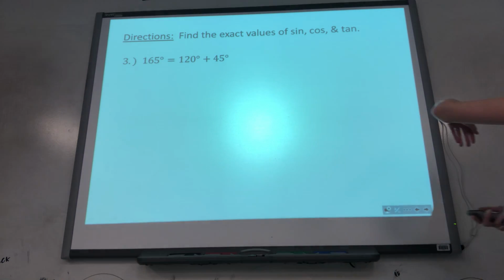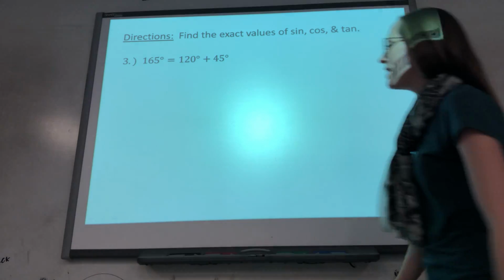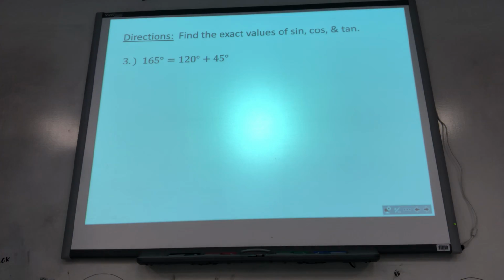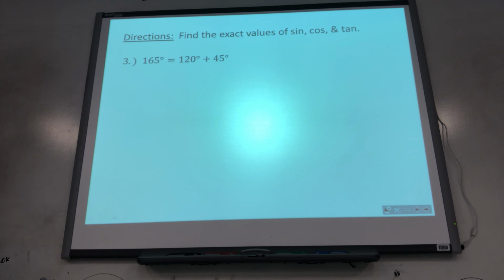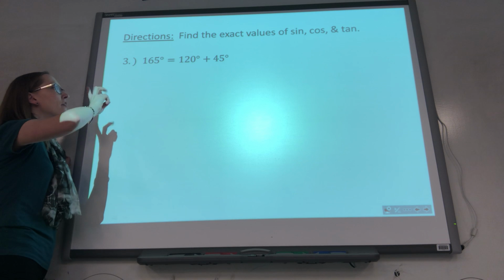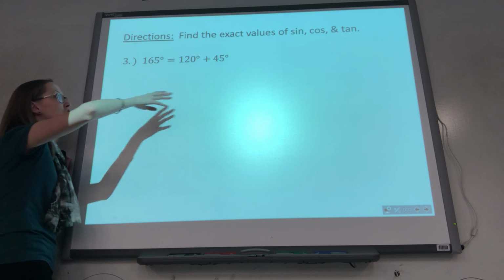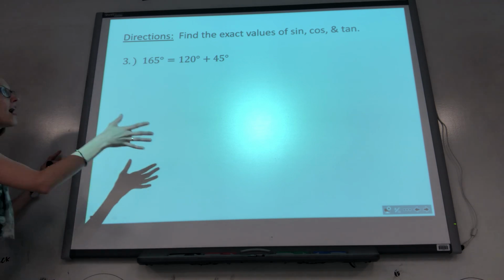Okay, so here it is, number 3. It's going to be given to you kind of like an equation. It is an equation. 165 degrees equals 120 degrees plus 45 degrees. We have to find the sine, the cosine, and the tangent of this equation. Now, we should just start with sine.